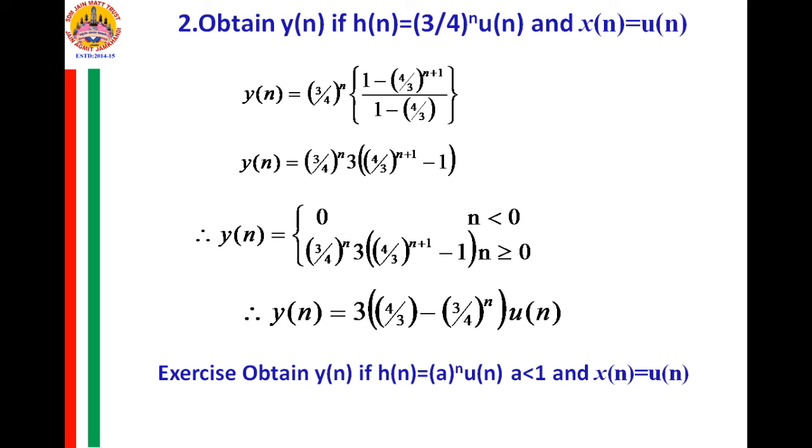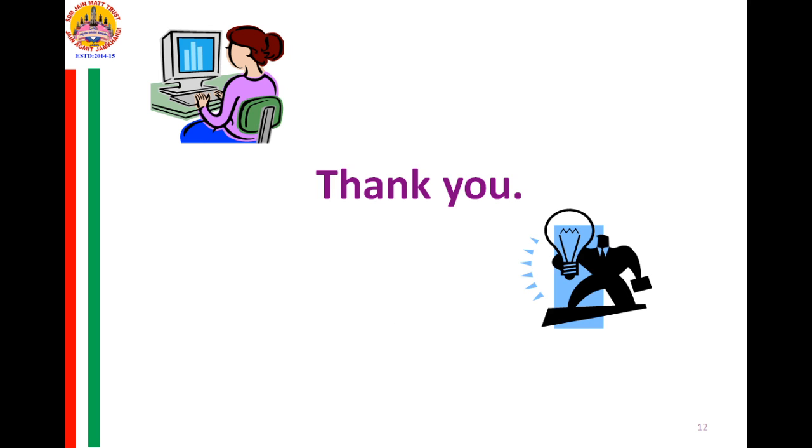So, this is an exercise for you: obtain y[n] if h[n] is replaced with a raised to n u[n]. Assume that a is less than 1 and x[n] is u[n], and write the convolution between this h[n] and x[n] to obtain y[n].